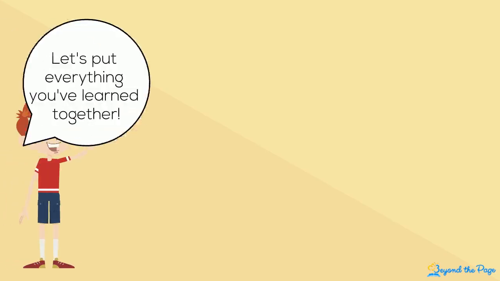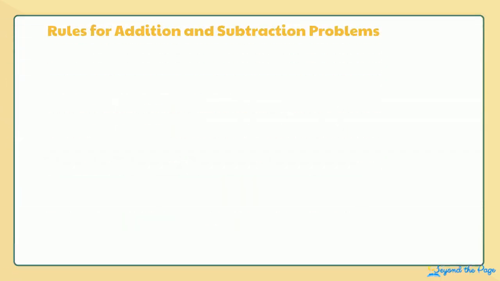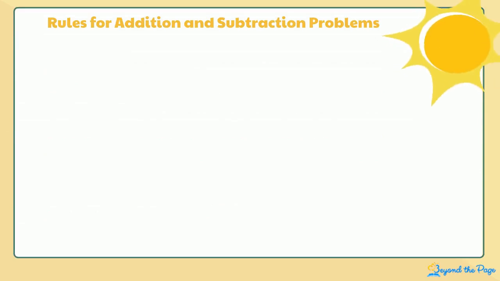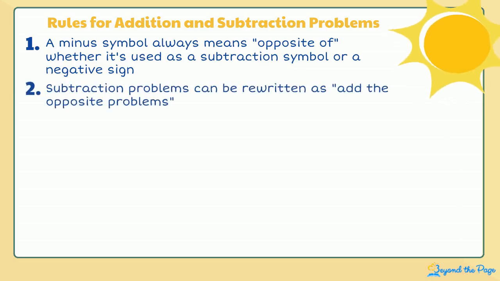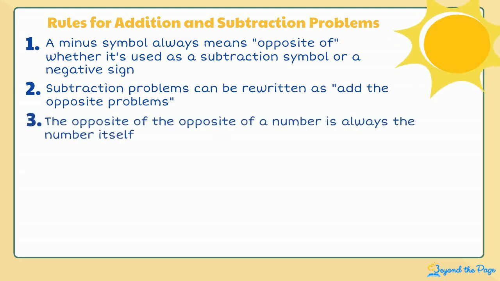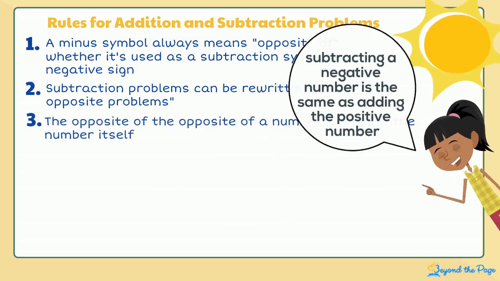The important thing is that you remember all the rules that work together for solving addition and subtraction problems with positive and negative numbers. 1. A minus symbol always means opposite of whether it's used as a subtraction symbol or a negative sign. 2. Subtraction problems can be rewritten as add the opposite problems. 3. The opposite of a negative number is the positive number, which means that subtracting a negative number is the same as adding the positive number.